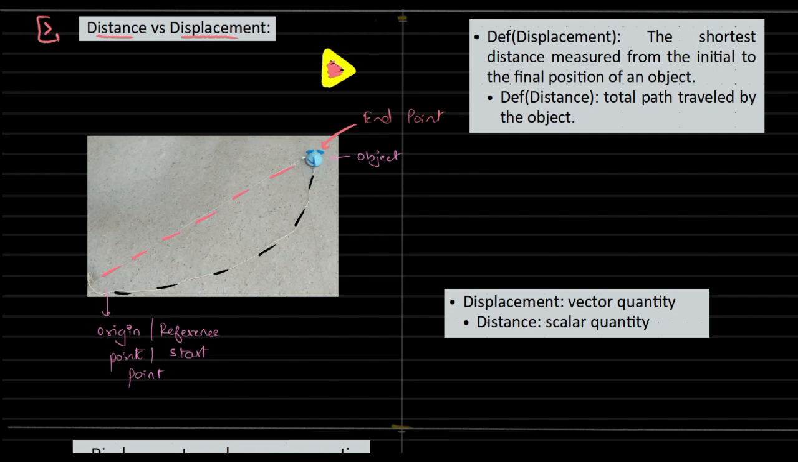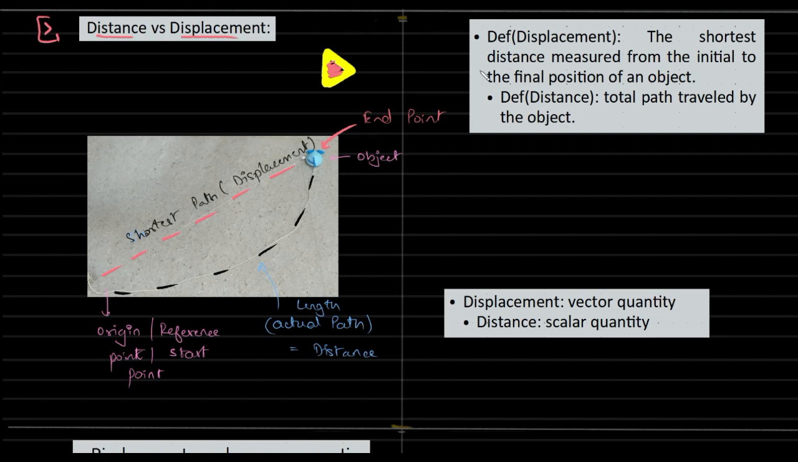So now to define distance, the actual path, the total distance along the actual path is your distance, the length of the actual path. The length of the actual path is your distance, while the shortest path is your displacement. So this is the difference, that's it.